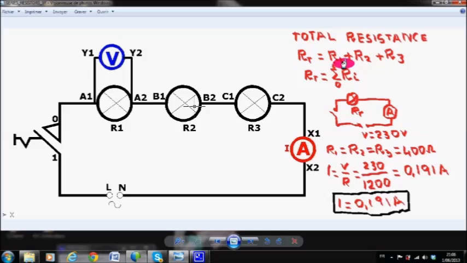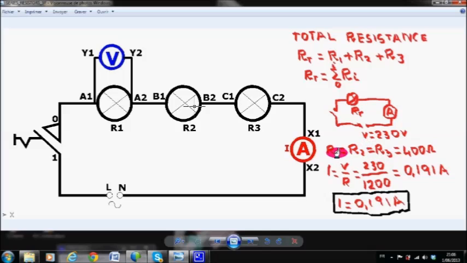So the total resistance is the sum of all the resistances. RT equal R1 plus R2 plus R3. So whatever the number of resistances you have, the total resistance is the sum of all the resistances in the circuit. This brings you to a simple circuit where you have only one resistor that represents the total resistance, the sum of the resistances you get in your circuit.